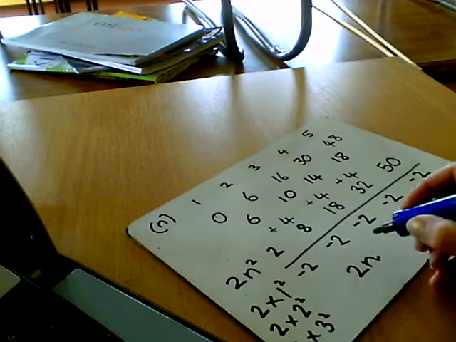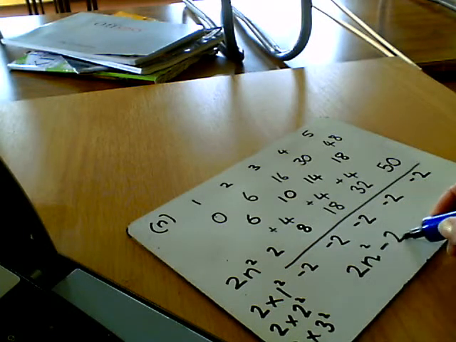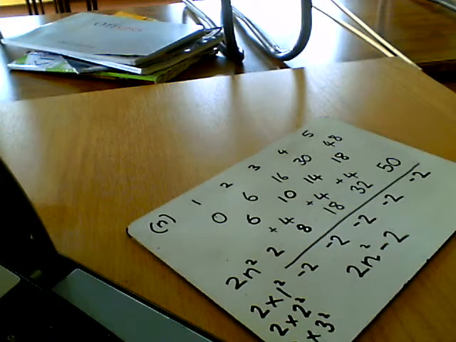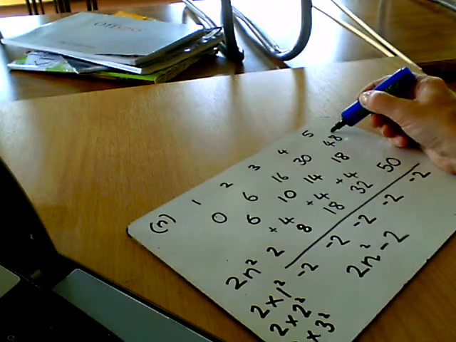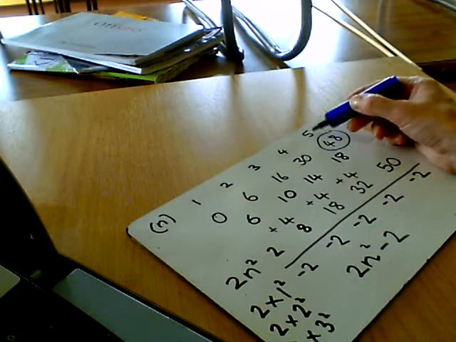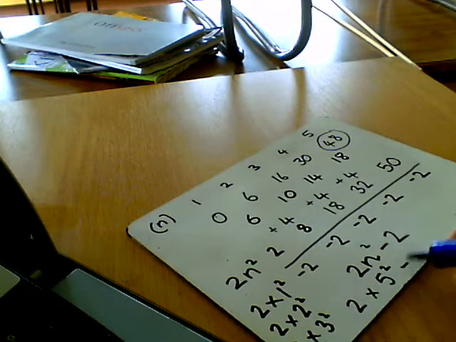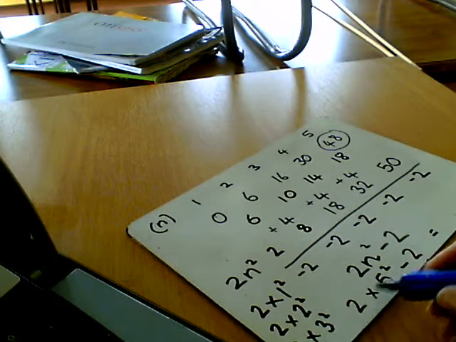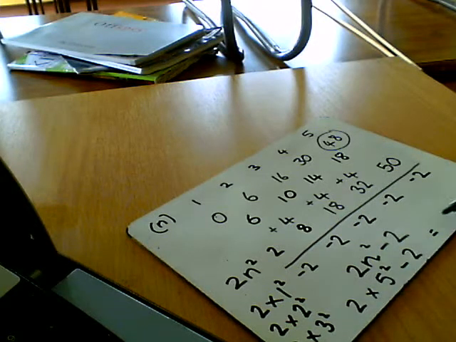So my rule is the nth term is 2n squared minus 2. And if we substitute one of these term numbers into this rule, we can check to see if indeed we do have the right one. So let's try with this one, where n is 5, so 2 times 5 squared, take away 2. 5 squared is 25, times 2 is 50, take away 2 is 48. Same number.